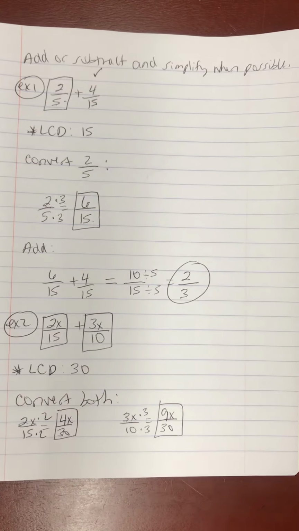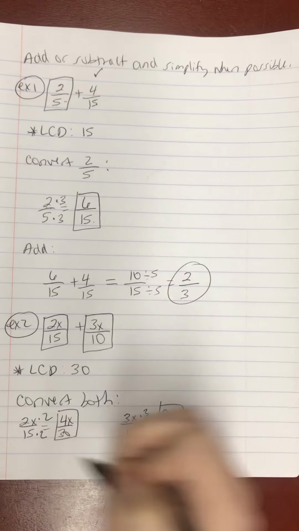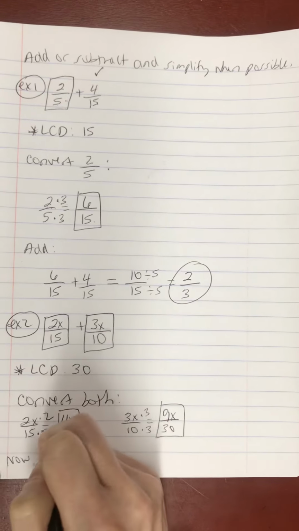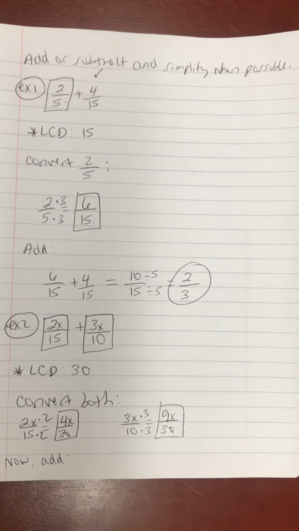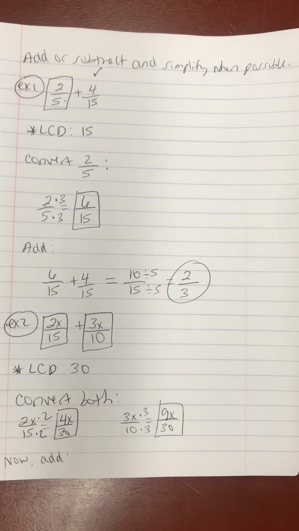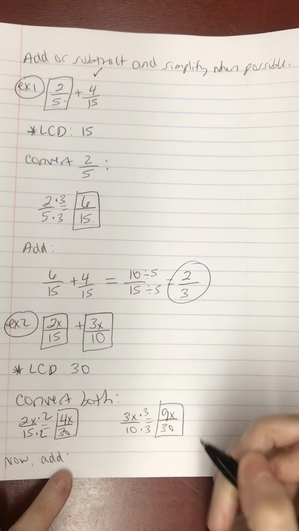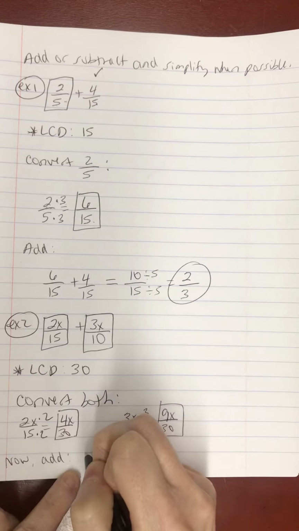So what we've just done there is we've converted both of our fractions. And that's honestly, in my opinion, the hardest part when you're doing these problems. Once you get to this point, it's really easy, right? Because now we're going to add. Now all you have to do is, again, what we did at the beginning of this lesson, lesson 11. So now we're going to add our two converted fractions.